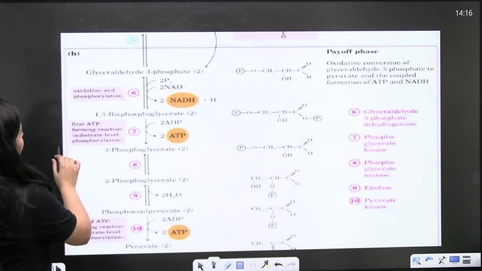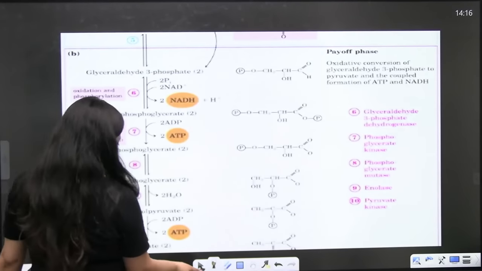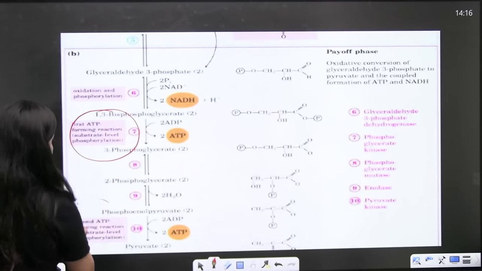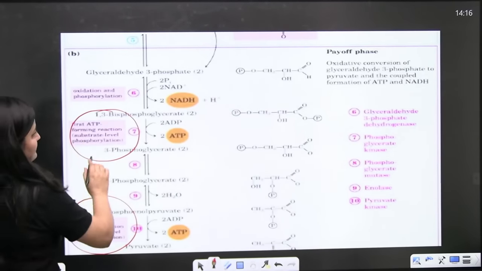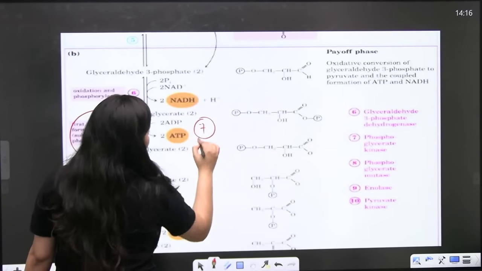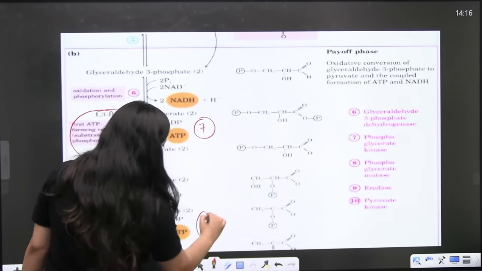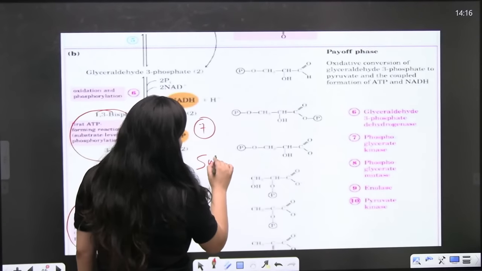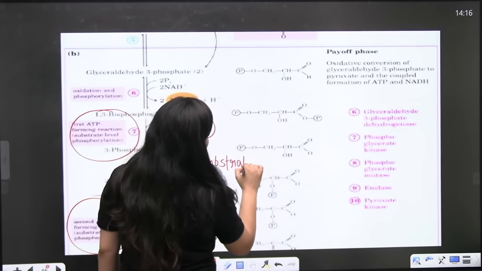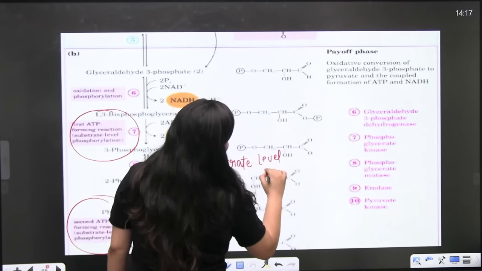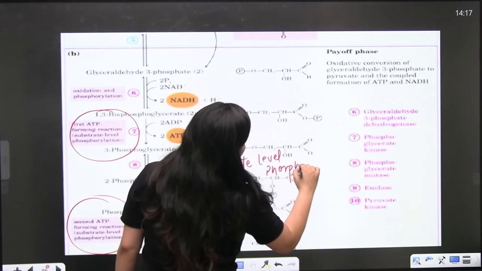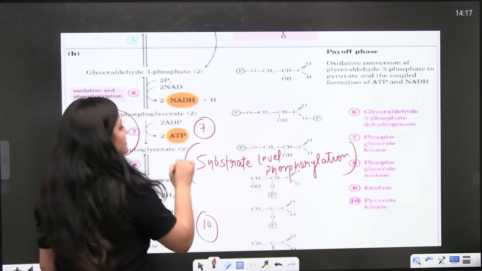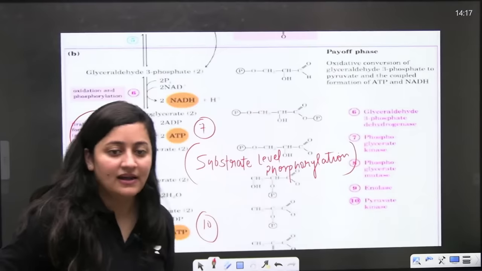And the substrate level phosphorylation. See, there are 2 steps where substrate level phosphorylation will occur. It is step number 7 and step number 10. That is my advice: remember these reactions, because a question can come from this part, like where in glycolysis substrate level phosphorylation occurs, and the number of ATPs. If you are able to remember the substrate level phosphorylation reactions, that will be more than sufficient from the glycolysis part.